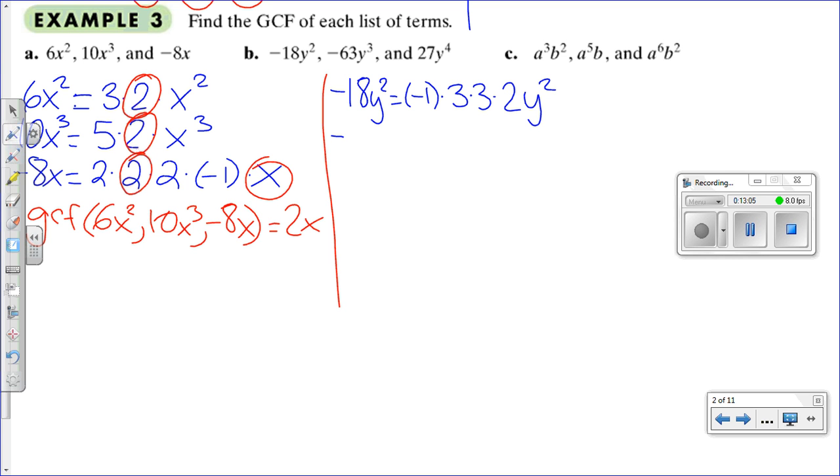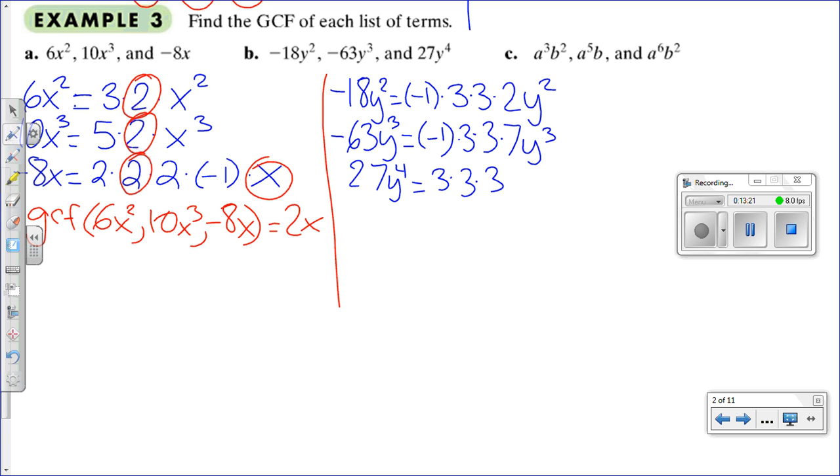And then for negative 63y to the 3rd power, we will have negative 1 times 3 times 3 times 7, and then y to the 3rd power. For 27y to the 4th power, we will have 3 times 3 times 3. That will give me 27. And then y to the 4th power.